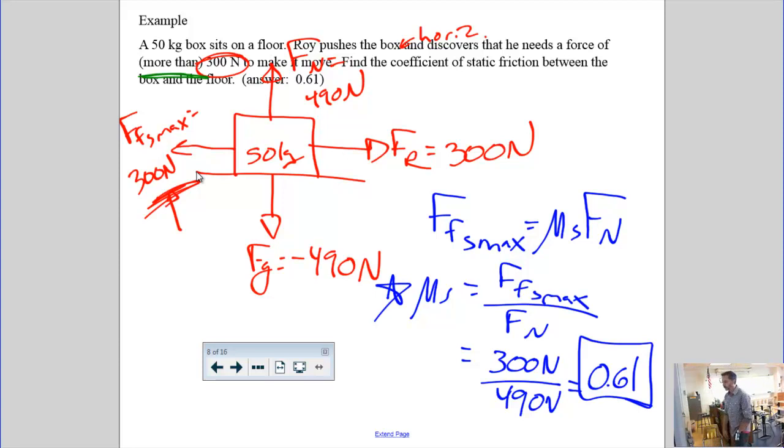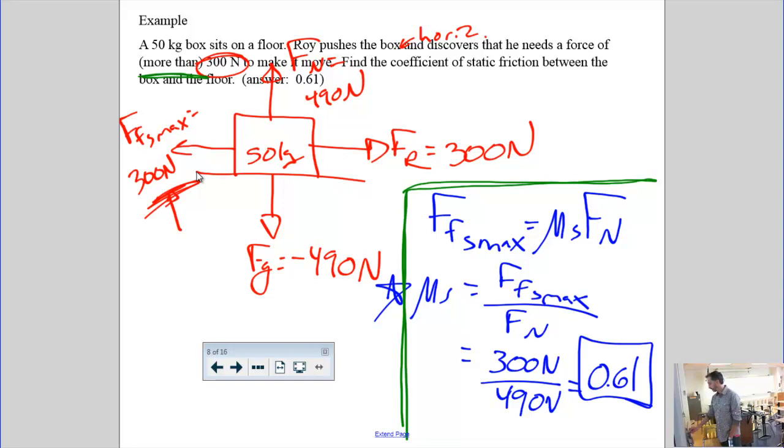All right. So this is actually how they calculate these coefficients of friction. They take some object and set it on a table and they figure out how much force they need to get it moving. That tells you the maximum force of friction, and then they can experimentally calculate the coefficient. All right? So that is the deal with static friction.